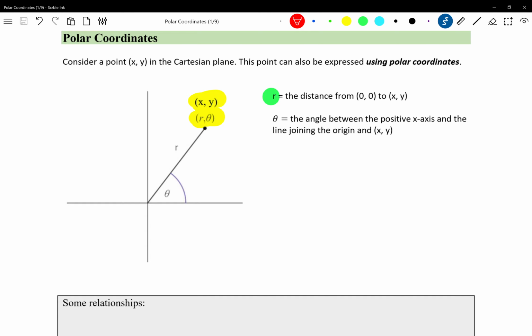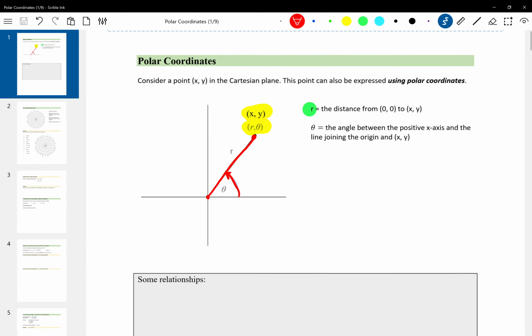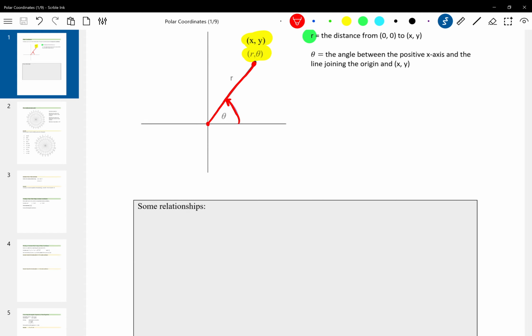So if I draw a line from (0, 0) to the point, theta is the angle that we have to traverse to get from the positive x-axis to that side. And this is not something we haven't seen before. It's the typical way we measure an angle theta. So with this in mind, let's take a look at some relationships that we can get from this.